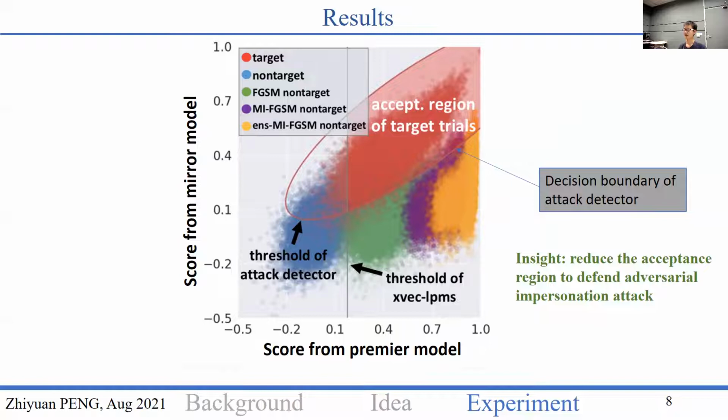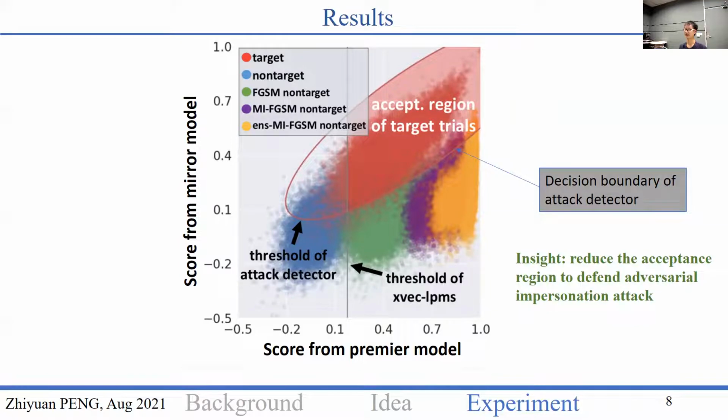However, the non-targets actually get separable from the targets in the 2D space, as shown in the figure. This reflects the score inconsistency under adversarial attacks. The primary model is more vulnerable under such attacks compared to the mirror one. We then use a red ellipse to include all the genuine target trials, which is the decision boundary of the attack detector. This excludes almost all the attack trials. With the threshold of the primary model X vector, which is a gray vertical line, the final trial acceptance region is defined.